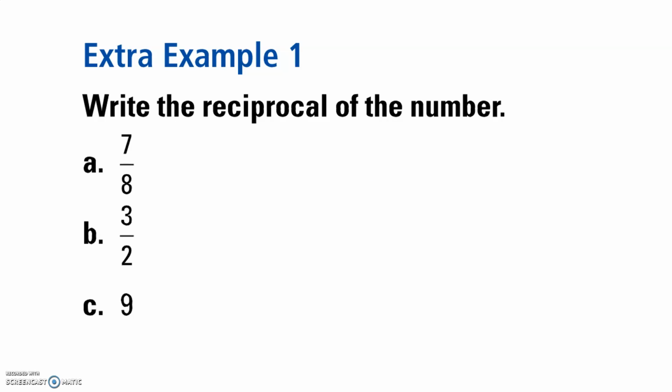All right, if you want to pause the video, go ahead and do so and try this out. I'm going to go ahead and go over the answers. 7/8 reciprocal is 8/7. Notice I'm not putting an equal sign because they're not equal. I'm just finding the reciprocal. 3/2 would be 2/3, and 1/9, or 9, would be 1/9.